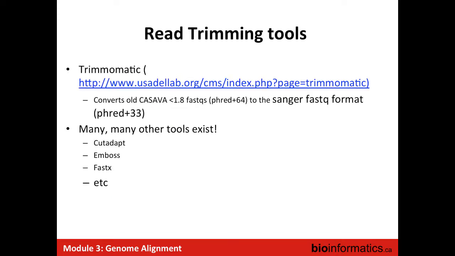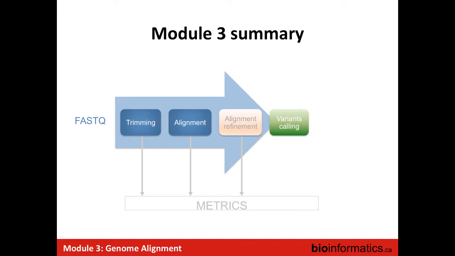To do the trimming, today we will use Trimmomatic, but there are many other tools. Cutadapt is another really famous tool, and most of them do the job well. So if you have a trimmer that you prefer, just use the one you prefer. When you have trimmed your data, usually you have your FASTQ in good quality. The next thing you will do is the alignment.